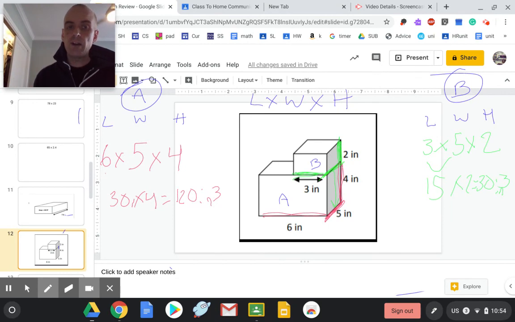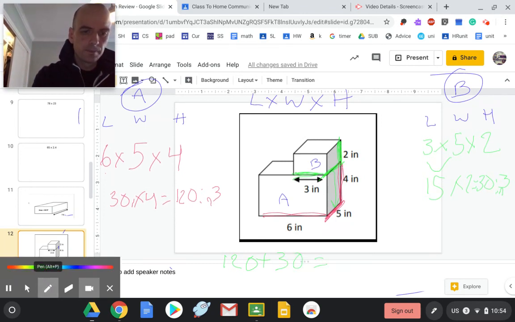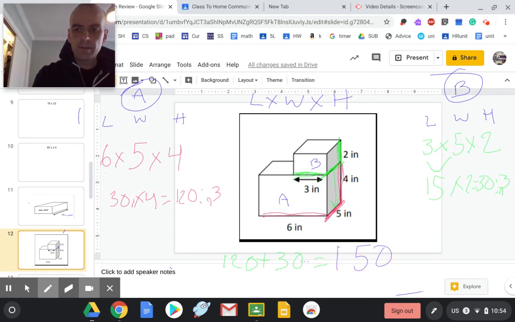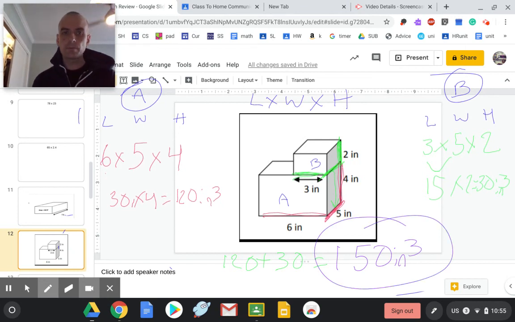But here's the final step that many of you were not doing. I found two separate volumes, but now you have to add them together. So you have to do 120 plus 30 equals 150 inches to the third power. Okay?